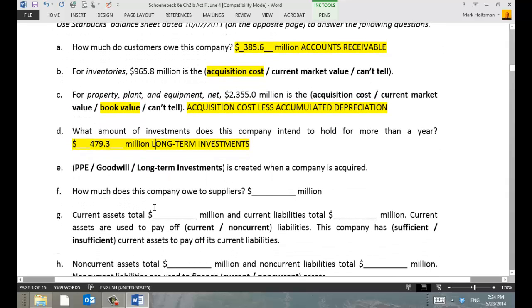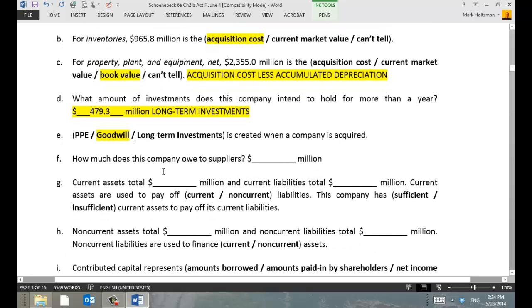What's created when the company is acquired? I mentioned this last time. Goodwill. Goodwill is created when a company is acquired. How much does this company owe to its suppliers? How much? $540 million. And that was called what on the balance sheet?